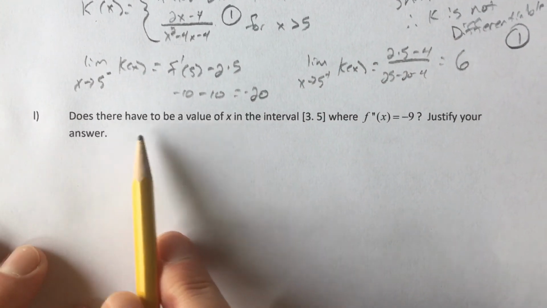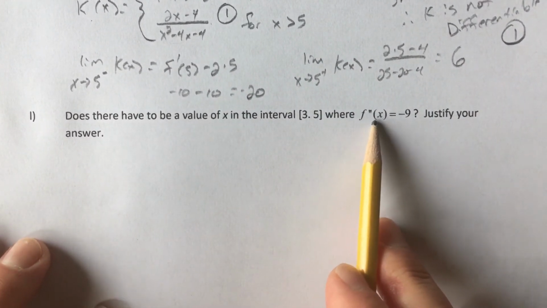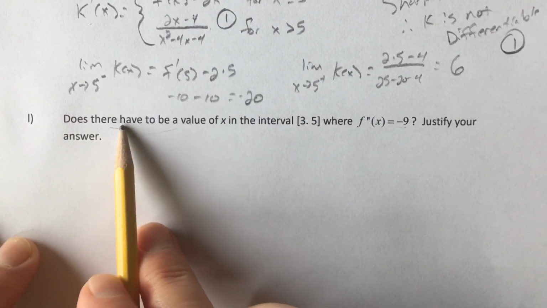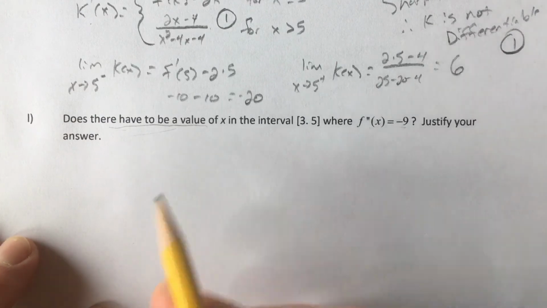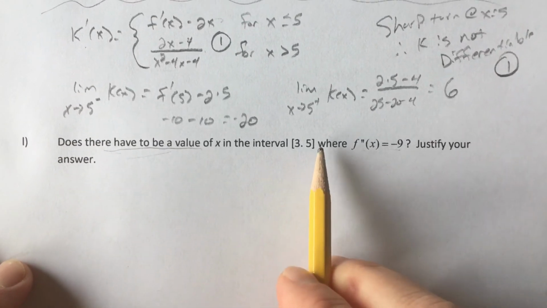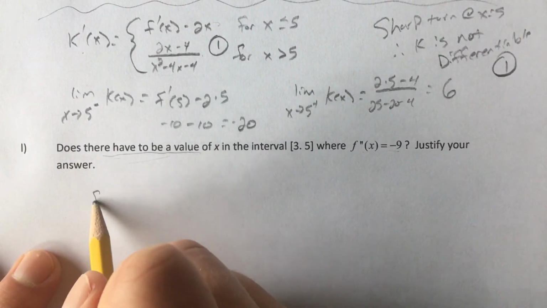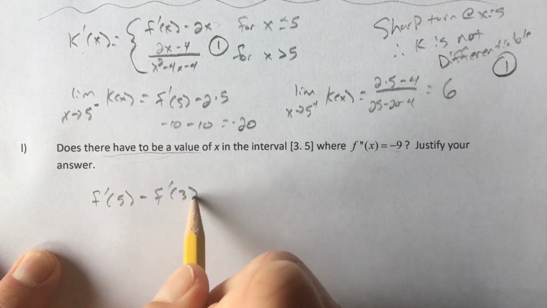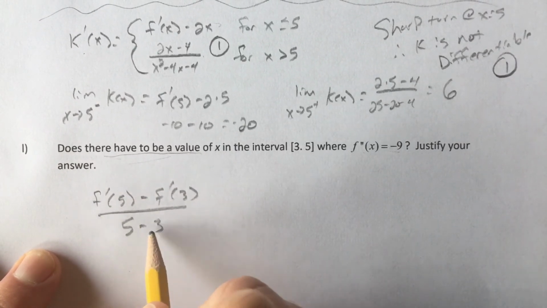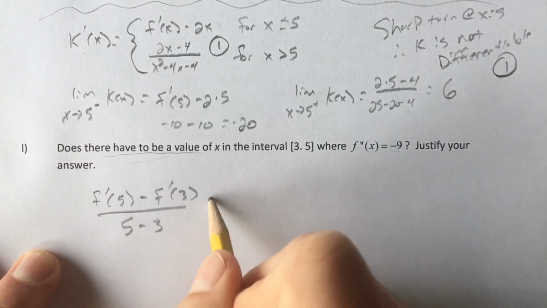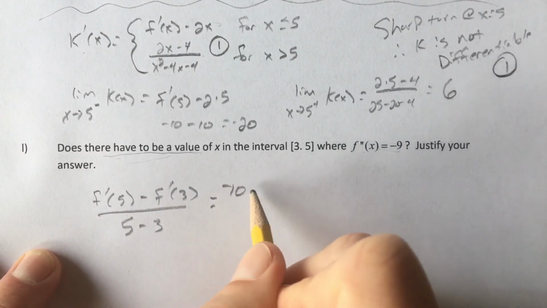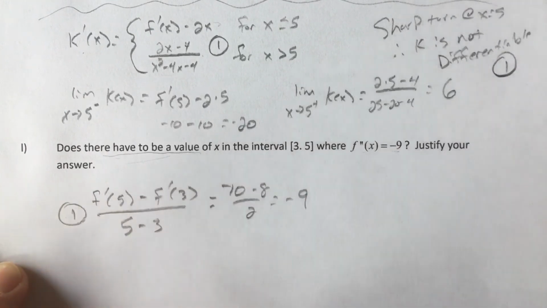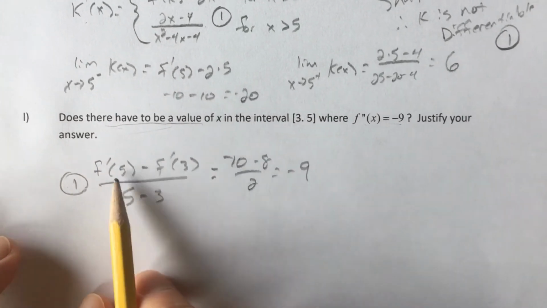Now, part I says, does there have to be a time in the interval where f double prime equals -9? Anytime you hear that, does there have to be, must be, a guarantee, something like that, that's the mean value theorem, right? So what we want to do is look at f prime 5 minus f prime 3. What was the rate of change in the derivative from 3 to 5? That would have been -10 minus 8 over 2, which is -9. Now, they'll give you a point for recognizing that's what you needed to look at.